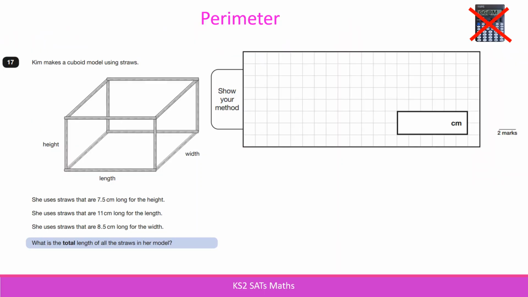This is a question on perimeter. Now the word perimeter is actually not used in this question, but this is basically what you'll have to do to be able to answer the question. So the key facts of the question: you're told you've got a cuboid, which is the shape here that you can see in the diagram.